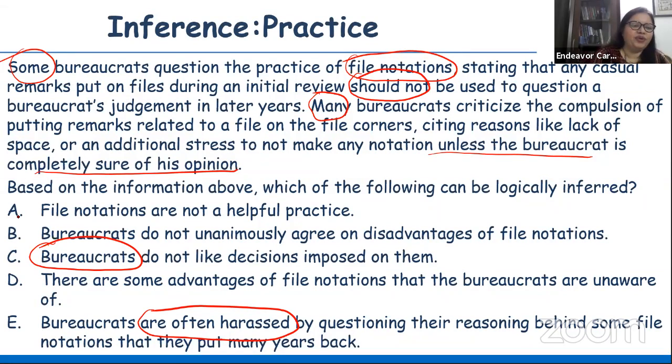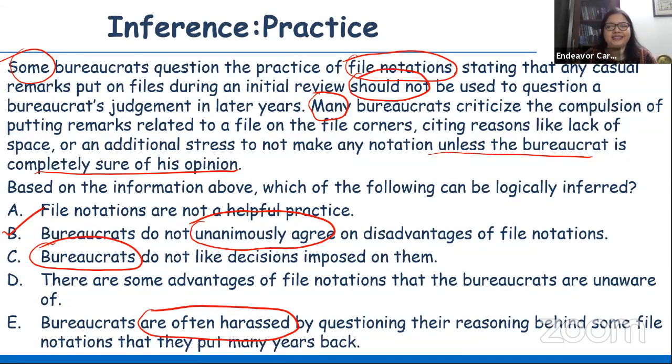Option B. What is option B? They do not unanimously agree on disadvantages of file notations. Bureaucrats do not unanimously agree. Do all bureaucrats seem to have the same idea? No, some have a different idea, some others have a different idea. Regarding the disadvantages of file notations or not writing on files, they don't have a unanimous idea. My answer is B. I can only consider B here. B is the only safe inference. Everything else is eliminated. Correct?